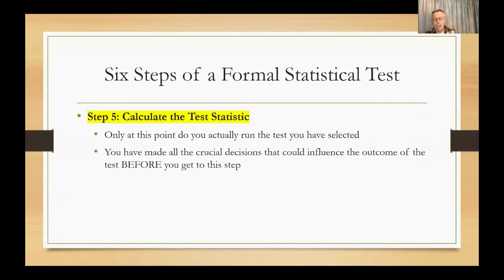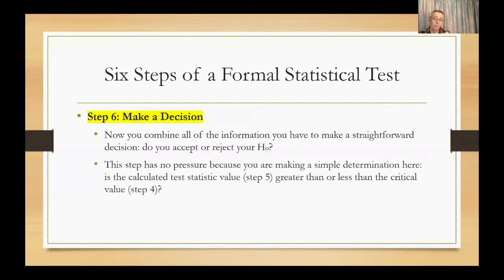So step 5 isn't about a judgment. Step 5 is just about, well, okay, let's calculate this value. Step 4 is actually a judgment. And we want to make the judgments earlier rather than later. We've only got one thing left. We've got all the information at this point to make our decision. Do we accept or reject our null hypothesis?